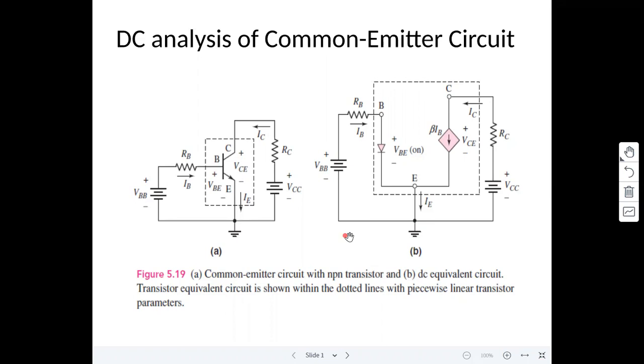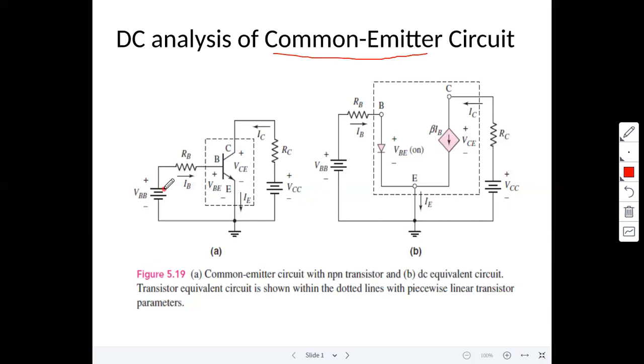In the third unit, the last topics are DC analysis of the common emitter circuit, and DC analysis of different configuration circuits. Already we know that among the CC, CB, and CE configurations, CE is the most popularly used, and we already know some advantages compared to CB and CC. Okay, these are some biasing techniques.